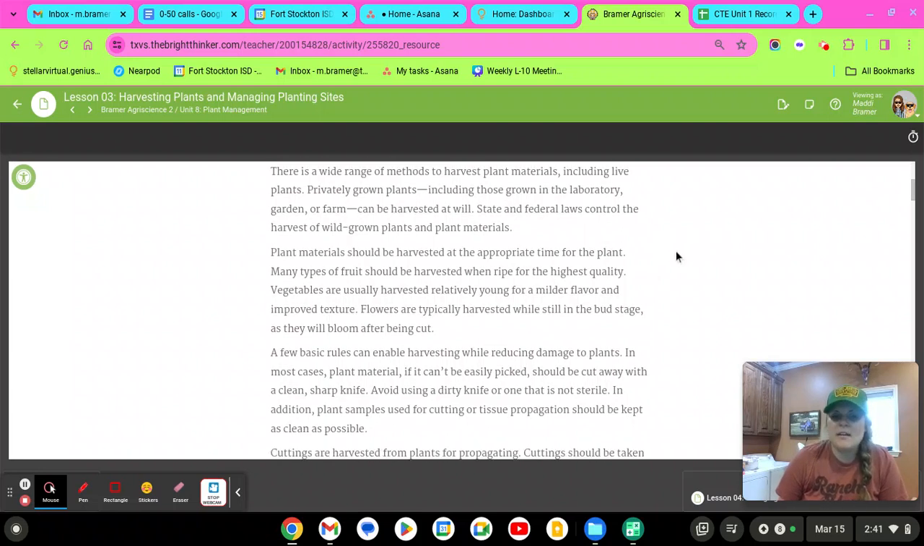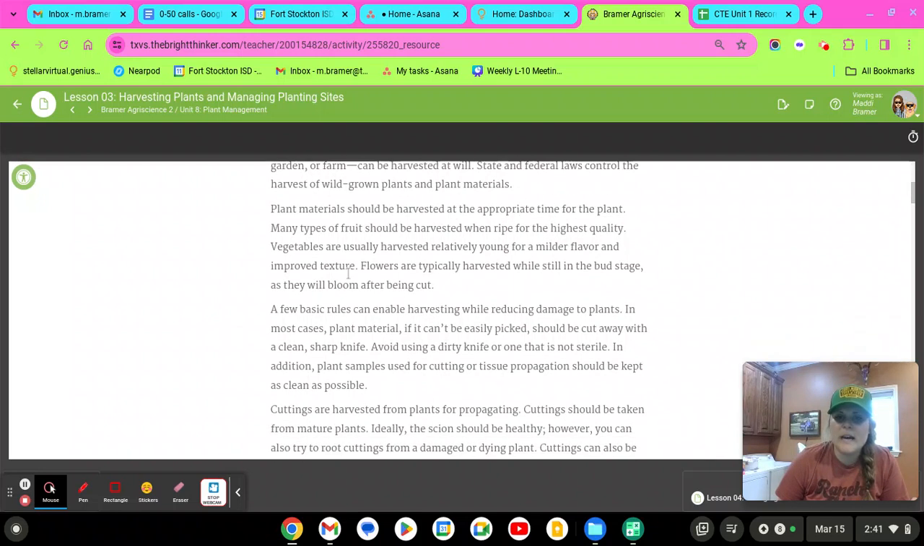So you can't go out to a national park necessarily and cut off a piece of a native plant there and take it home and grow it. However, if you grow your own plants, you have a landscape, and you want to give your neighbor some spider plant, that's totally fine. They should be harvested at the appropriate time for the plant.